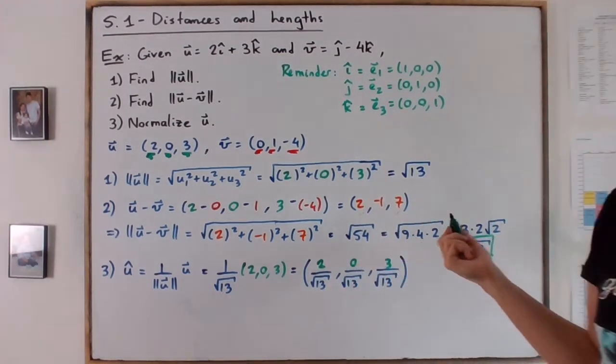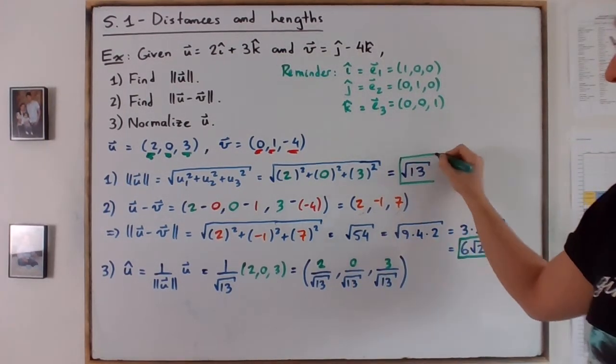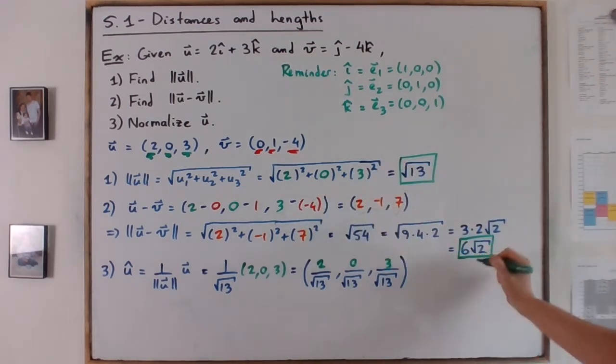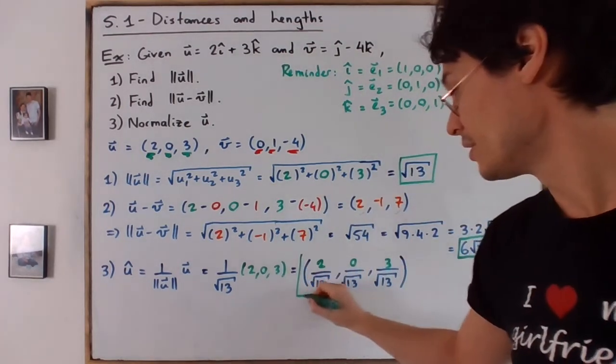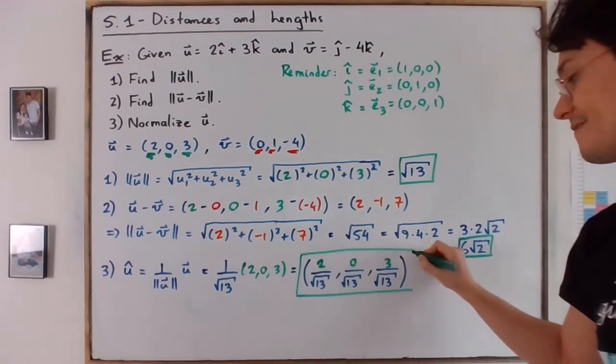So let's circle the answer here. The norm of u is root 13. The norm of u minus v is the value we found. And u hat is this vector.